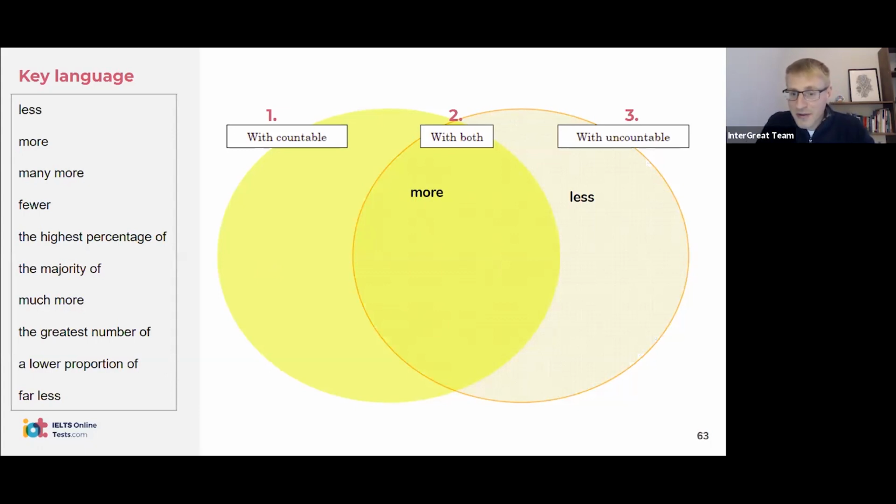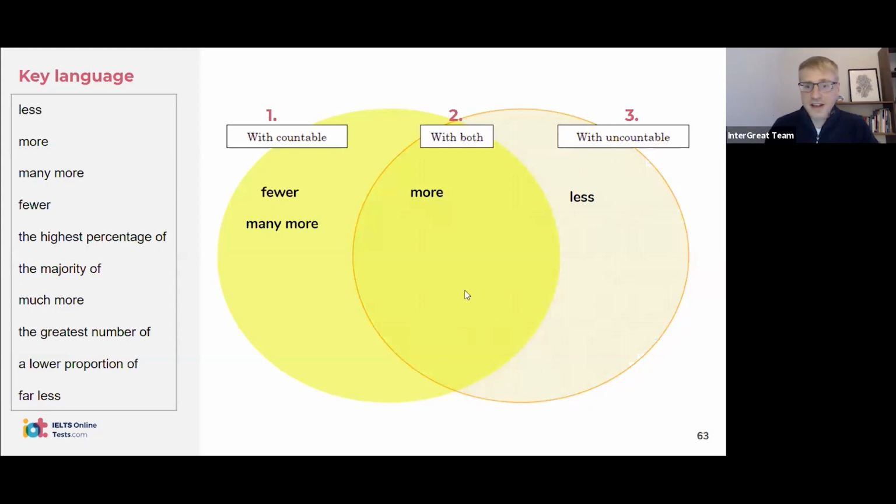Deliver thinks maybe both. I think Zoya, you're saying 1. Many more, yep, is with countable. Many more cars, right? If you wanted to say uncountable, you need a different expression. So many more. What about fewer? Is that countable or uncountable? Very good, that's a 3.